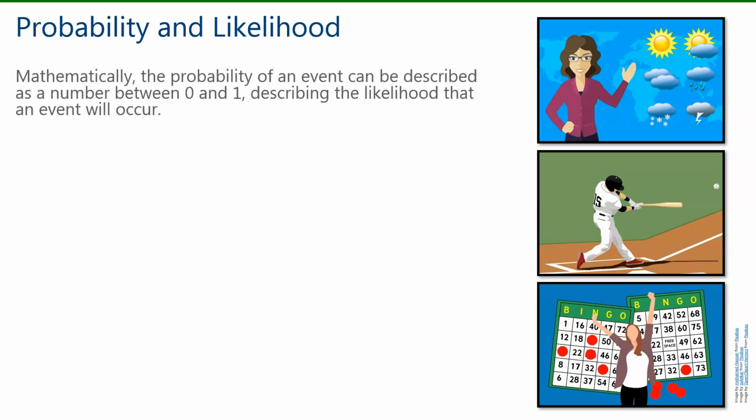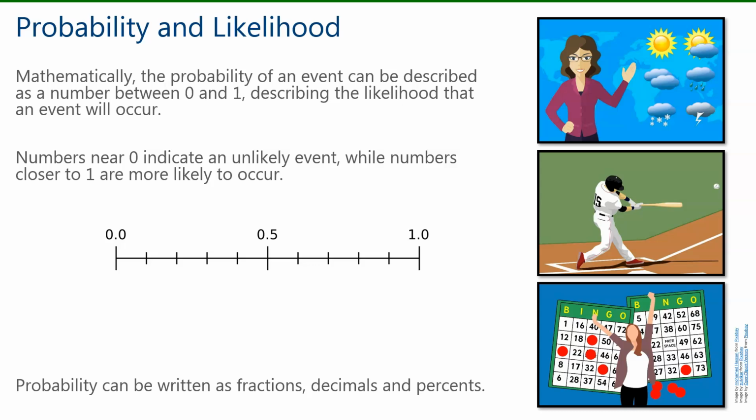Mathematically, the probability of an event can be described as a number between 0 and 1 that describes the likelihood of an event occurring and can be written as a fraction, decimal, or a percent. Up until now, when determining the probability of an event, we wrote the probability as a fraction. However, those fractions can also be written as decimals. And in this section, we will use the decimal equivalents to calculate the probability of several independent events. Decimal numbers near 0 indicate an unlikely event, while decimals closer to 1 indicate that an event is more likely to occur.